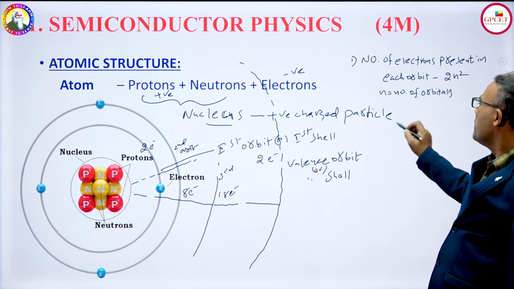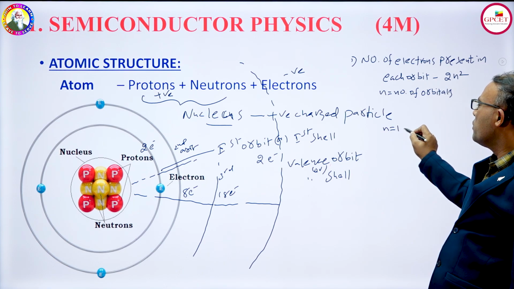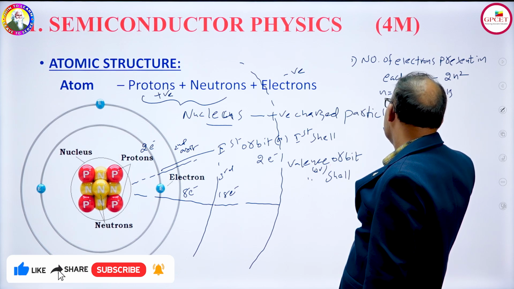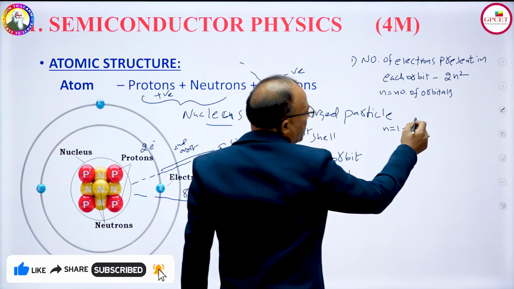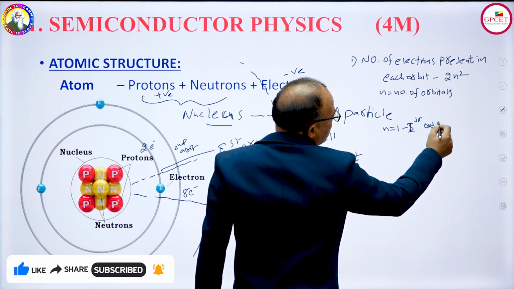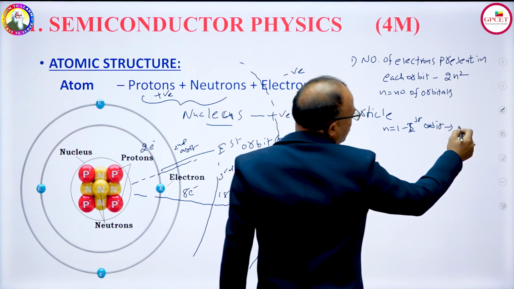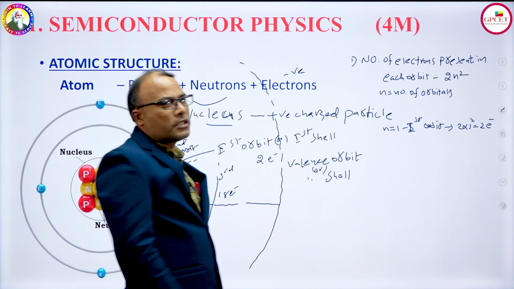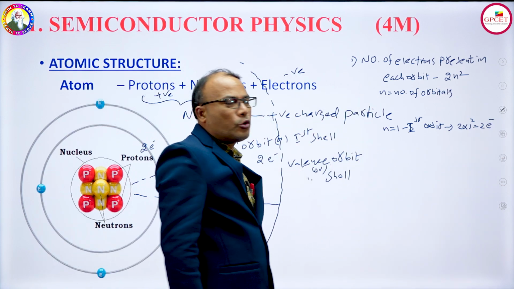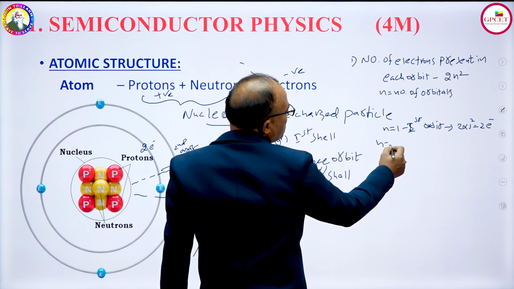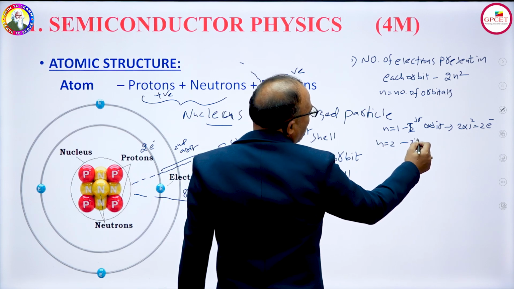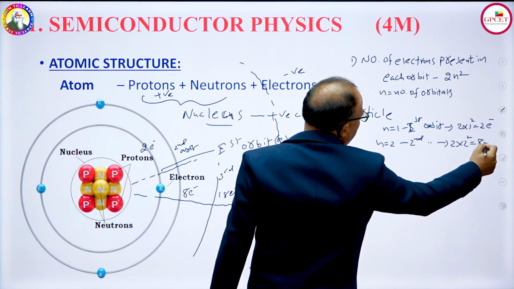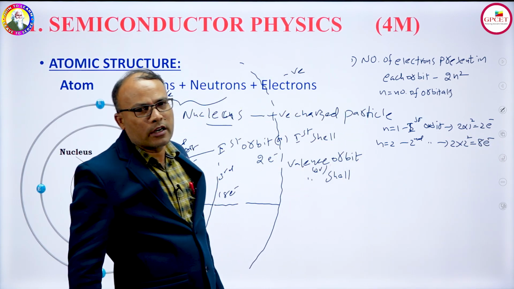For example, n equal to 1 represents the first orbit. For the first orbit, how many electrons? 2 into 1 square, that is equal to 2 electrons. 2 electrons are present in the first orbit. n equal to 2 means it is the second orbit. So for the second orbit, how many electrons? 2 into 2 square, 2 into 4, that is 8 electrons revolving around the nucleus in the second orbit.